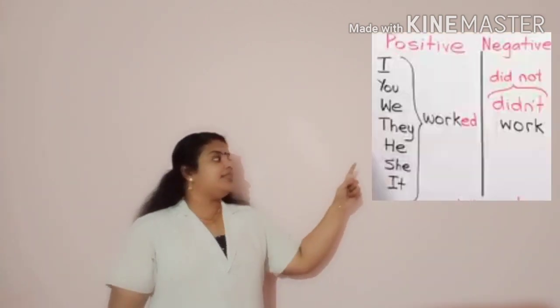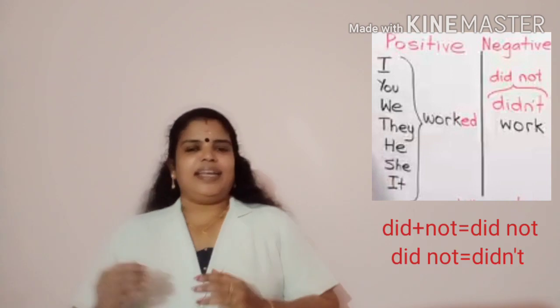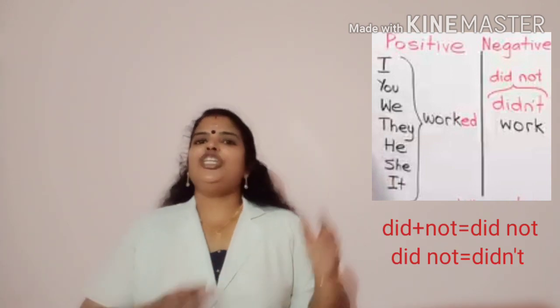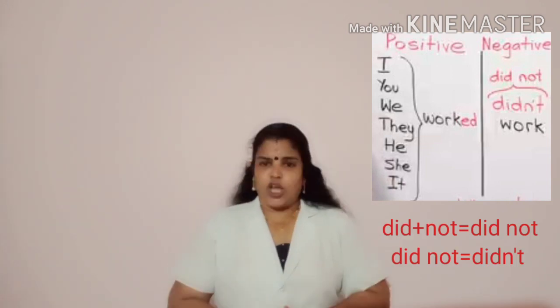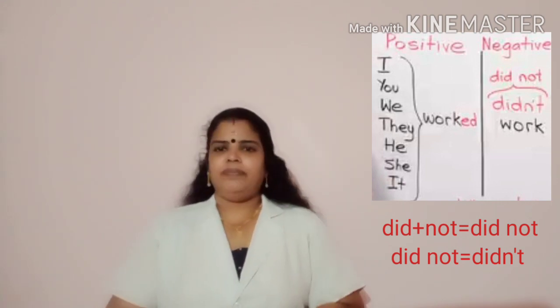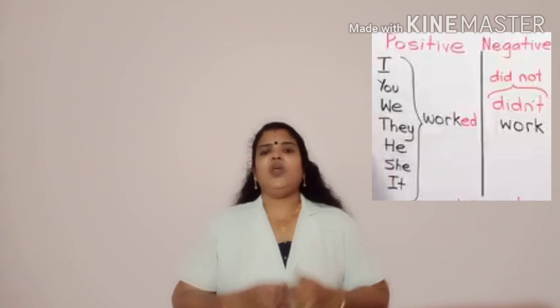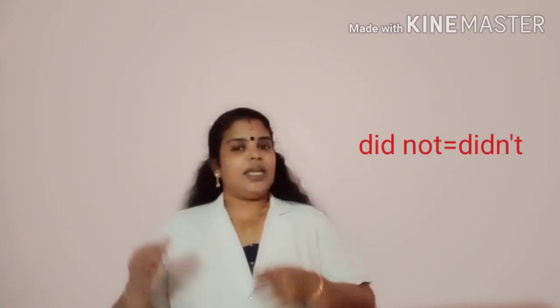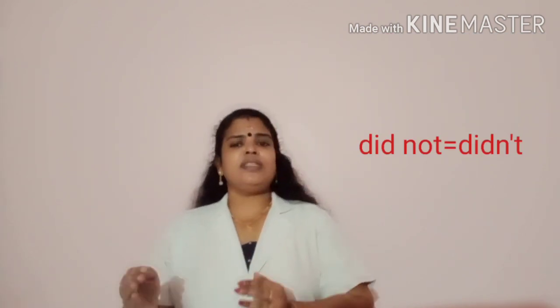Here I write didn't. Didn't is the short form of did plus not, or the contraction of did not. In regular conversation, we use didn't. Look here, I will give you some examples.